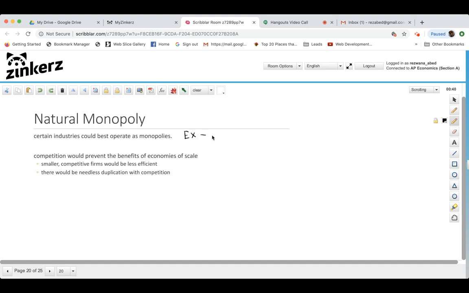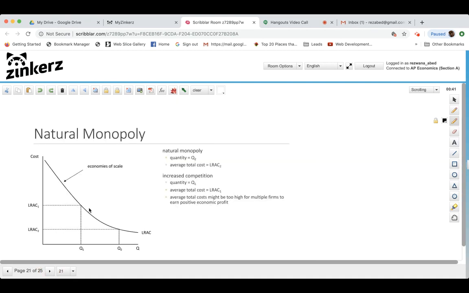So natural monopoly, the examples that we talked about were public utility companies such as water, electricity. These are the type of industries that are best served by a single firm because of this idea of economies of scale. Smaller and competitive firms are less efficient with the natural monopoly because of this idea of economies of scale.